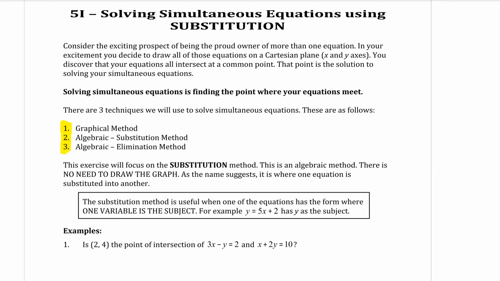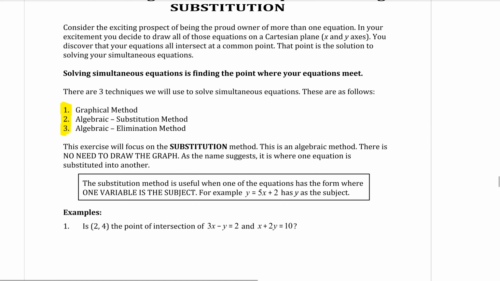So it says there, this exercise, we will focus on the substitution method. This is an algebraic method. There is no need to draw the graph. As the name suggests, it is where one equation is substituted into the other.